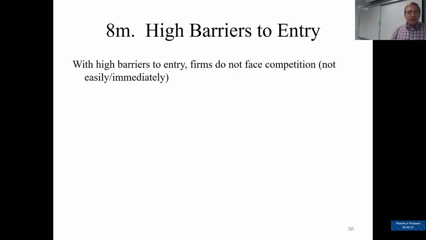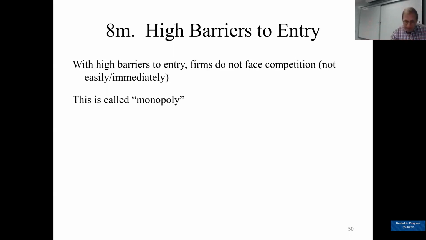Clearly, with high barriers to entry, firms do not face competition. Well, they face it eventually, maybe. So IBM got lazy in the 1980s, and eventually it faced competition from Apple, but it also faced competition from Compaq and from Hewlett-Packard, from Acer and others that made computers because it got lazy. They had no competition, and eventually it did.